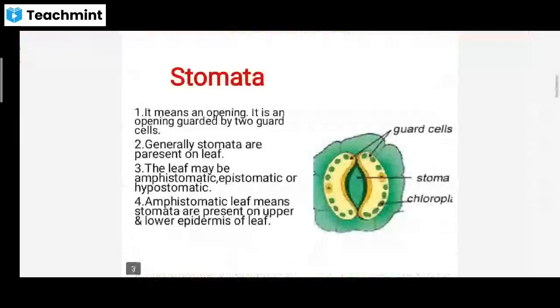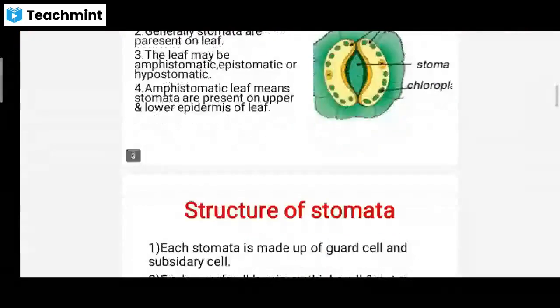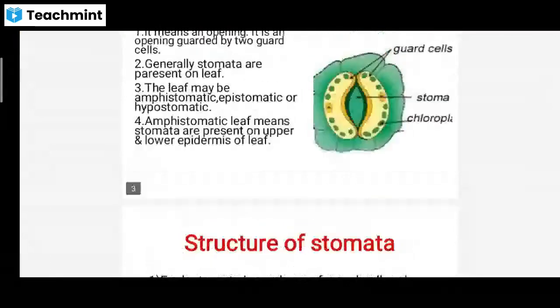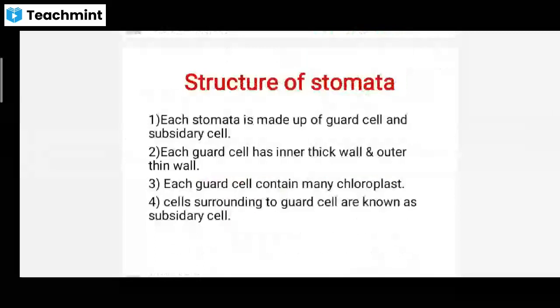The leaf may be amphistomatic, epistomatic, or hypostomatic. Amphistomatic leaf means stomata are present on upper and lower epidermis of leaf. Epistomatic leaf means stomata are present on epidermis. Next, structure of stomata. Each stomata is made up of guard cell and subsidiary cells. Each guard cell has inner thick wall and outer thin wall. Each guard cell contains many chloroplasts, and cells surrounding the guard cell are known as subsidiary cells.